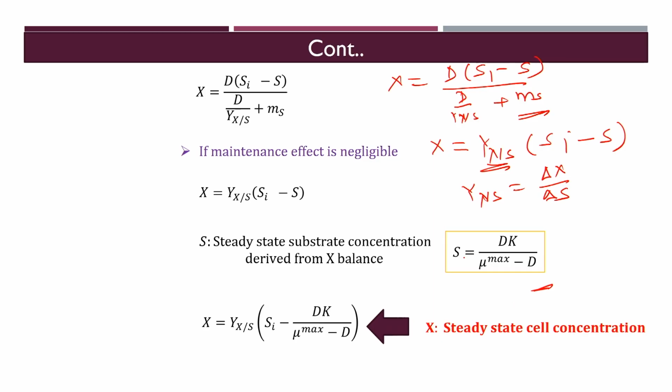And this, we have already derived S as Dk based on the Monod equation. So, this S can be replaced here. So, this becomes X as Yxs upon (Si minus S), where S will be replaced by D Ks upon (mu max minus D). S may not be known to us, but we know what is the Si, and what is D, Ks, and mu max minus D. So, based on that we can calculate the value of biomass concentration.